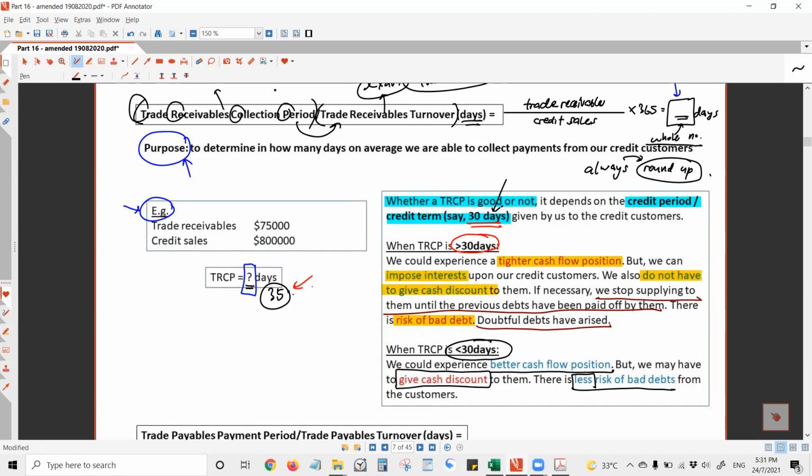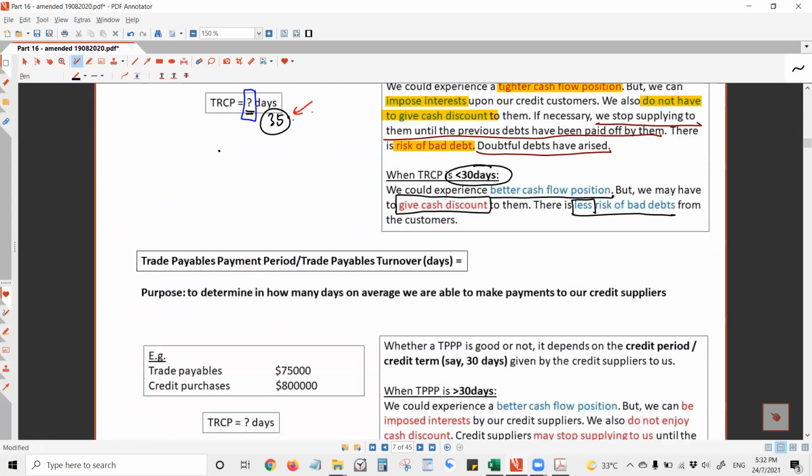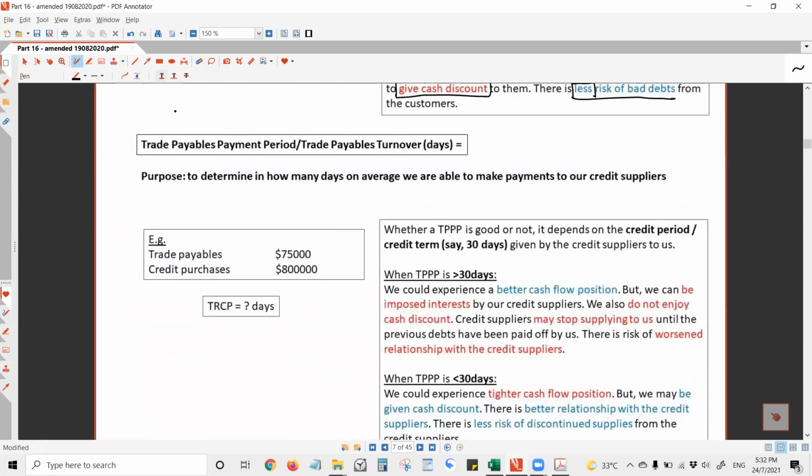So when you are looking at trade receivable collection period, we are the supplier. When you are looking at the next formula, trade payable payment period, we are the customer. We are the customer this time. So this formula is the other way around. We see how much time on average we take to pay our supplier. So the formula looks like this.